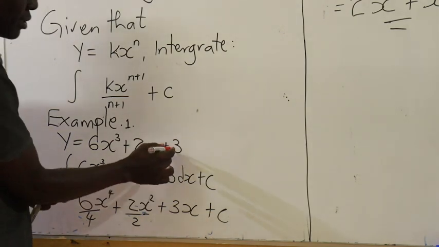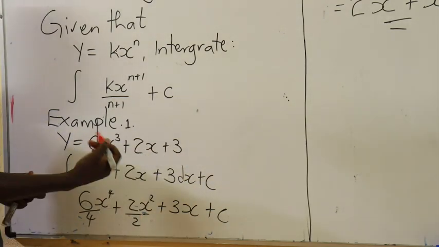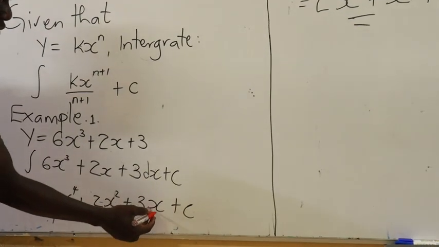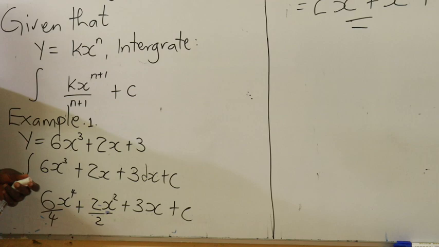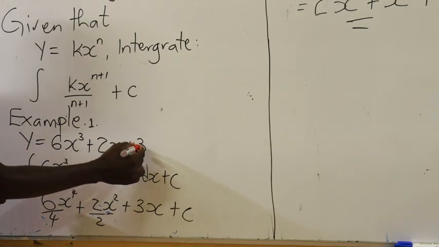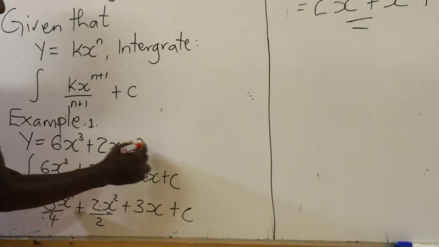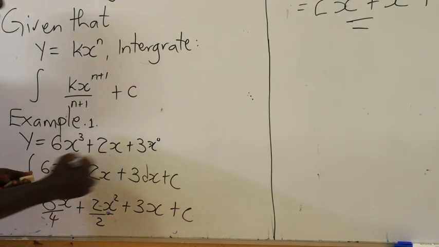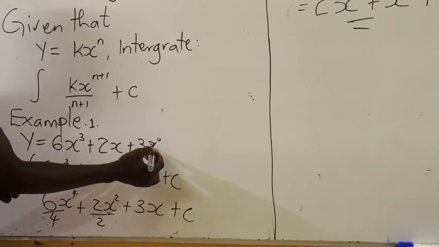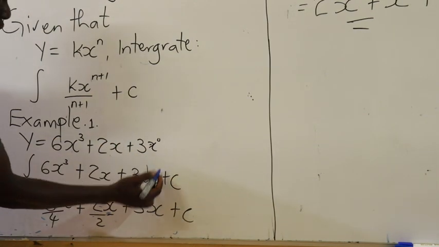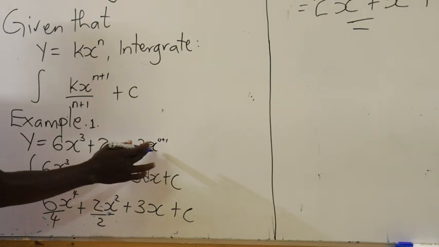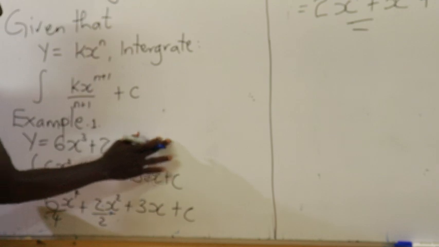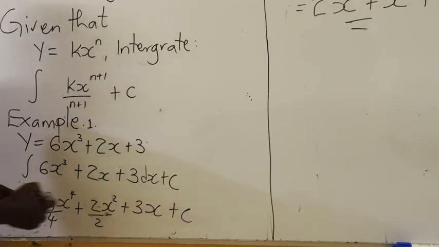Then here we had just 3 as a constant. Because we are integrating with respect to x, as I've shown here, it becomes 3x. This is the same as 3x raised to power 0, because a number raised to 0 becomes 1, that's why it is just 3. So if we add 1 to the power here, it becomes 3x raised to power 1, which is just the same as 3x. And finally, we add a constant as I've shown.